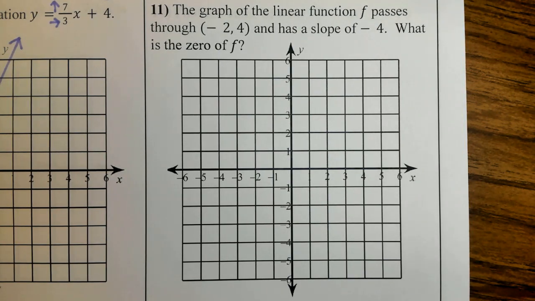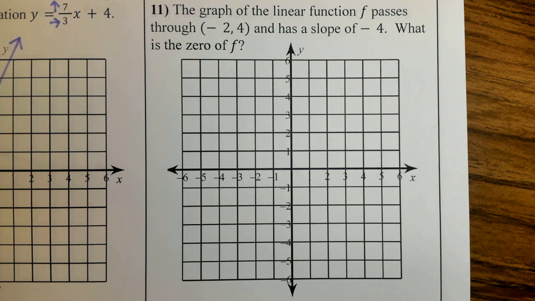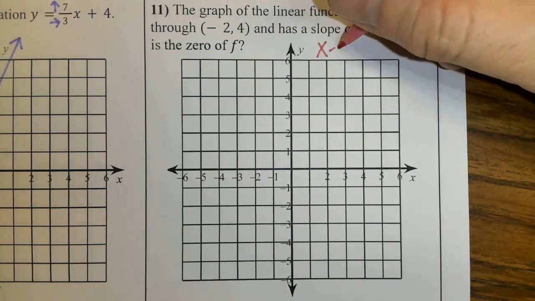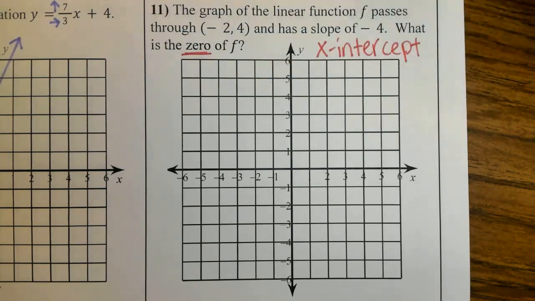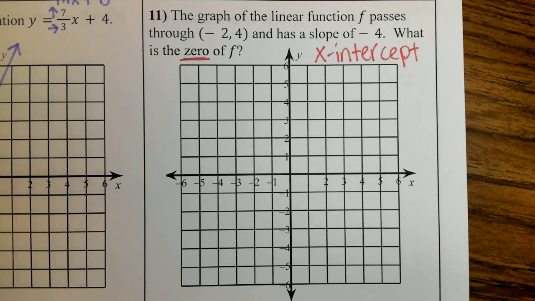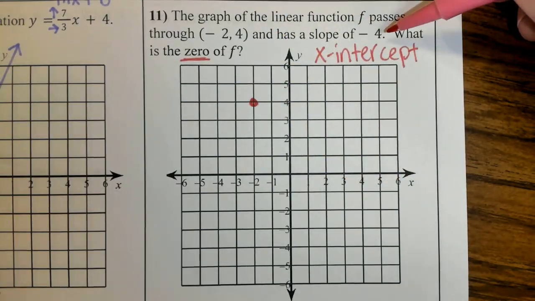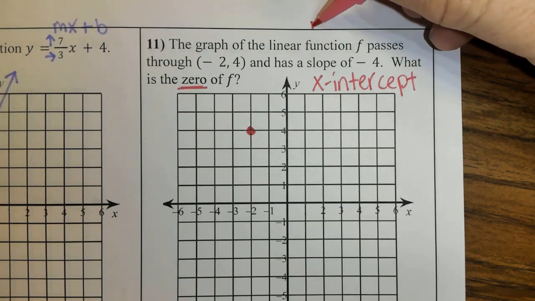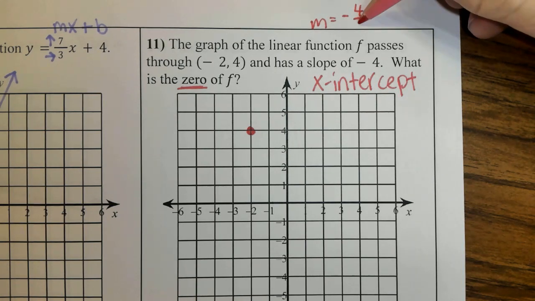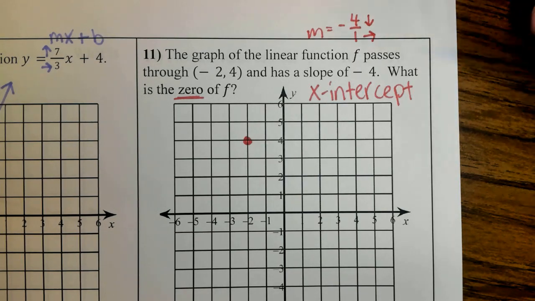Okay, 11, the graph of the linear function f passes through (-2, 4) and has a slope of -4. So it's asking, what is the zero? Remember, zero is the x-intercept, okay? So that's what I want to find. Well, it gives me a point, so I go to (-2, 4), I graph it, and my slope is -4. Well, we know every whole number is over 1, so my slope is -4 over 1, which means I'm going to go down 4, right 1 from that point.